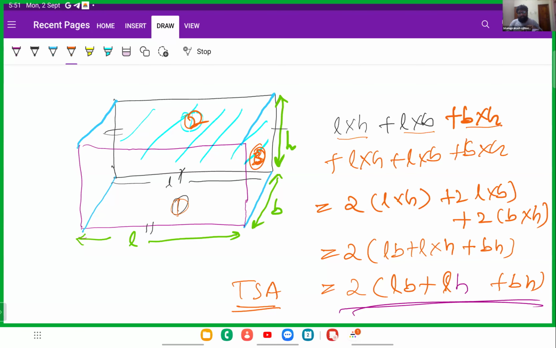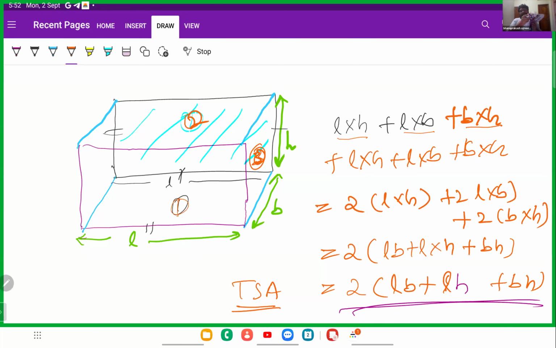Opposite faces are the same in a cuboid. If you see, this face is equal to this face, and this face is equal to this face. So if I consider this side, I'm defining this dimension, from this point to this point, as length, and this dimension as breadth.